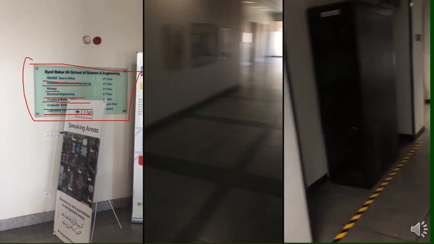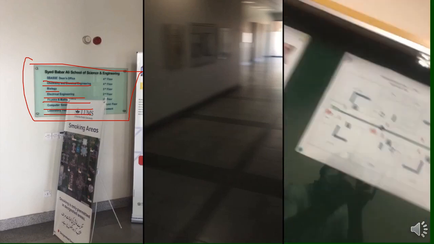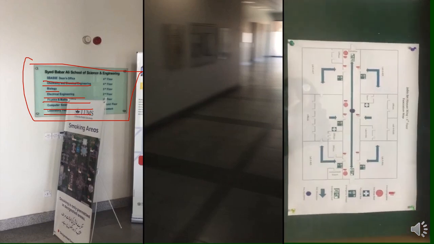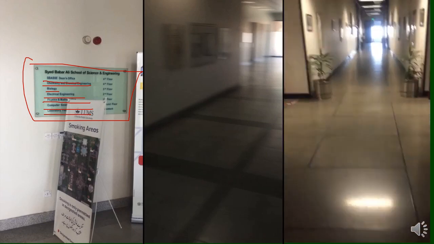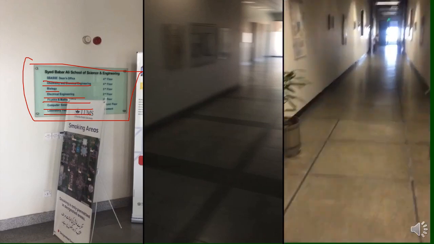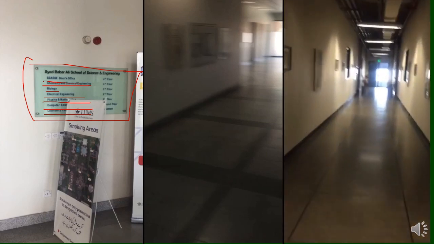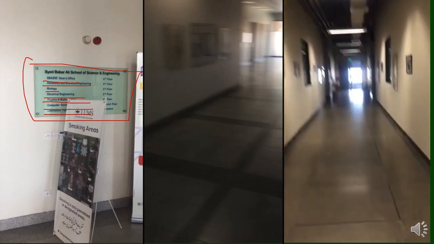Let me go back and see it again. This is an evacuation map. You can see this map in each wing. This will give you a guideline: where is the fire equipment, where is the emergency shower, where is the exit. See, so this is a very useful map, so you should know about this map.